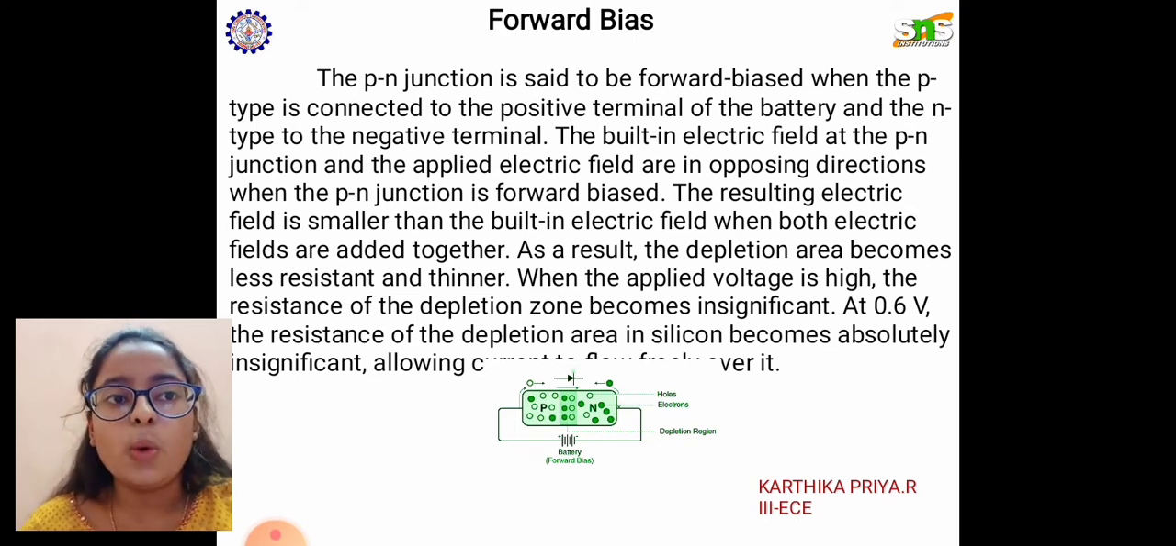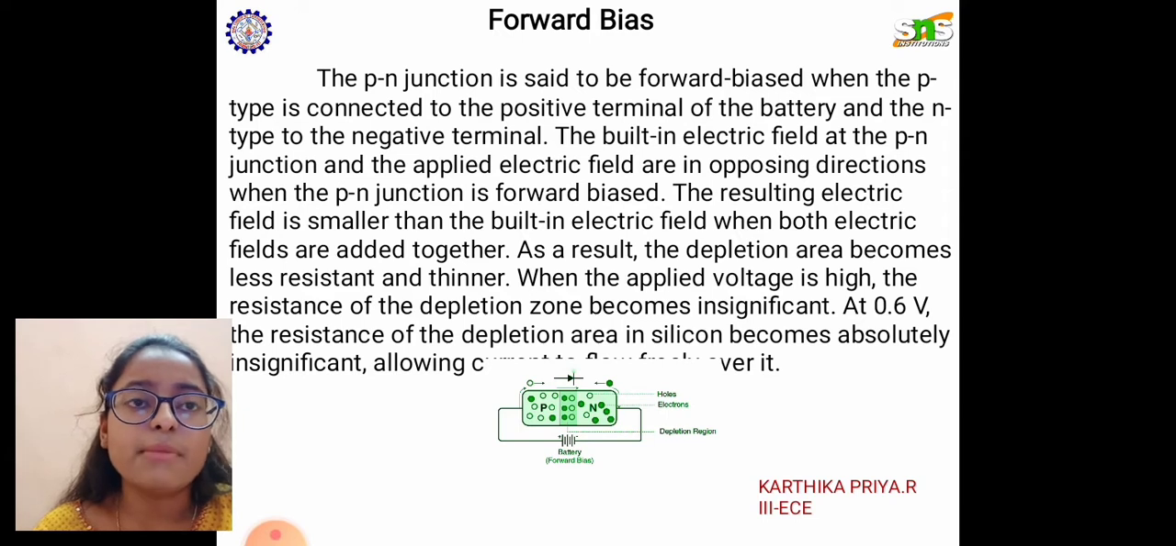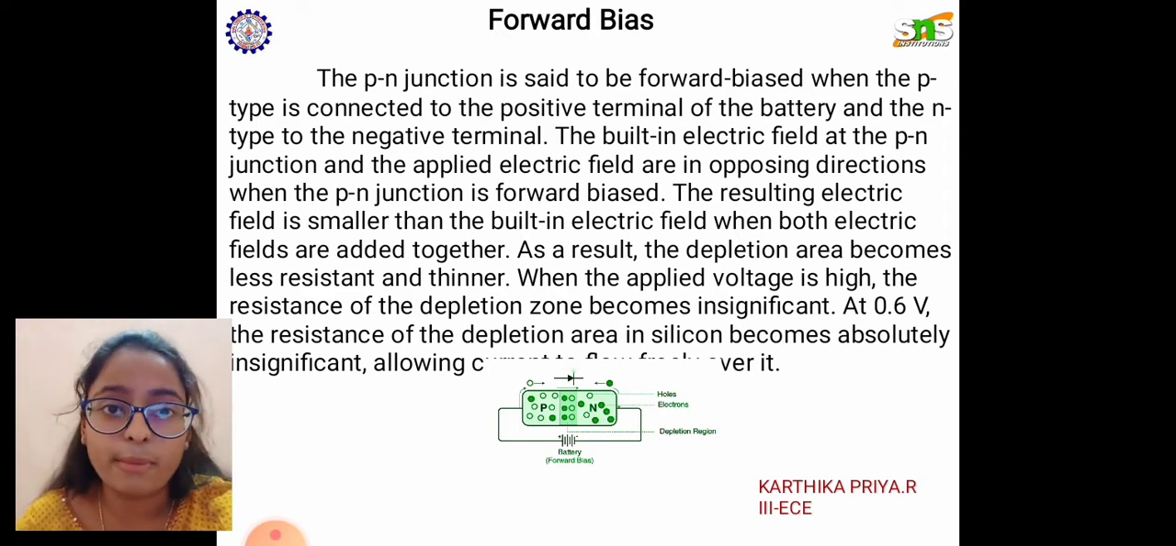When the applied voltage is high, the resistance of the depletion zone becomes insignificant. At 0.6 volts, the resistance of the depletion area in silicon becomes absolutely insignificant, allowing current through the battery. For this, the diagram below is mentioned. The below diagram is for forward bias.